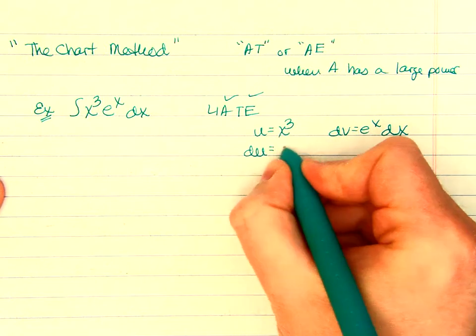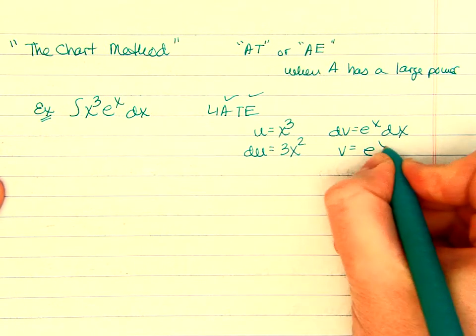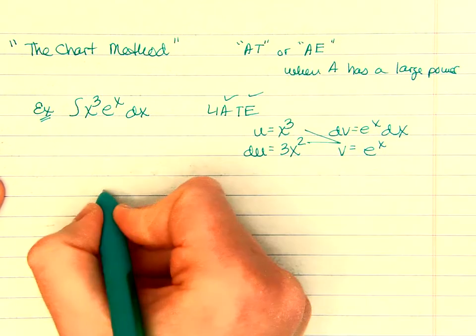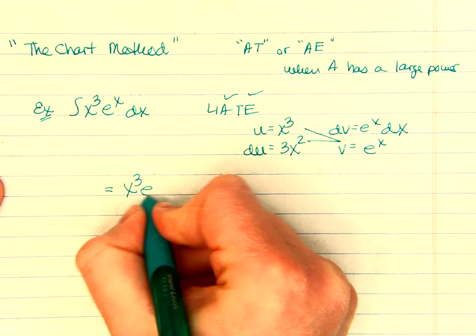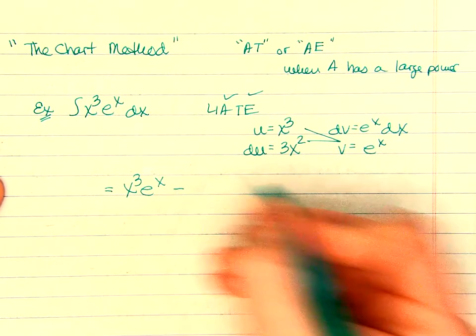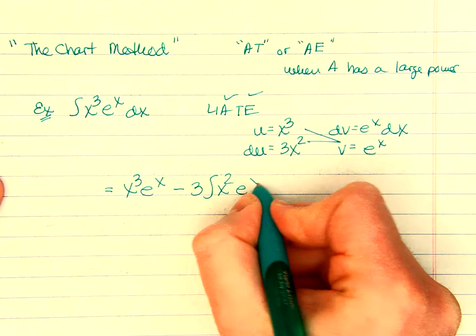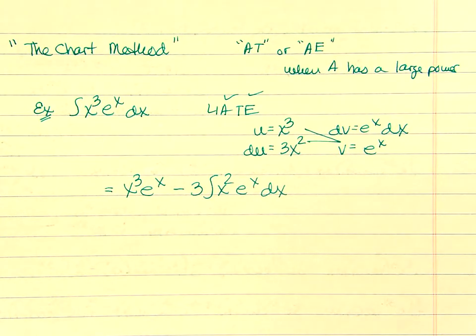Doing derivatives now, du is 3x squared. v is e to the x. This times this minus the integral of that times that. I am going to get x cubed e to the x minus 3 times the integral of x squared e to the x. And this is going to be a pain because I'm going to have to do integration by parts again, and then again, and again, and eventually it'll end, but it's going to take a long time to do that.